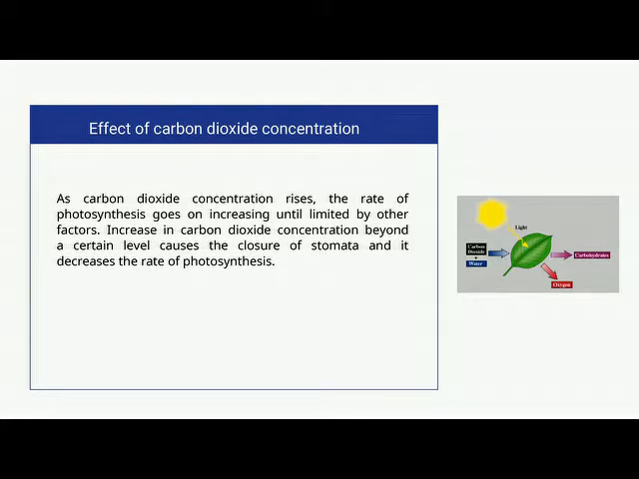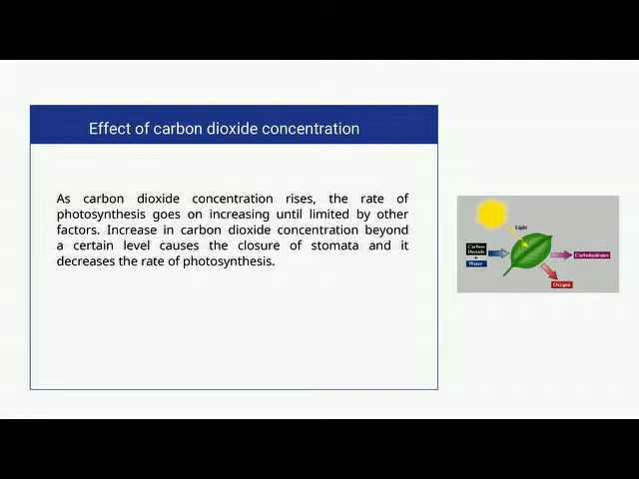Effect of carbon dioxide concentration. As carbon dioxide concentration rises, the rate of photosynthesis goes on increasing until limited by another factor. As you know, there is about 4% carbon dioxide present in the atmosphere. So there is free availability of carbon dioxide in the atmosphere, but this carbon dioxide cannot increase the rate of photosynthesis too much because it is limited by other factors like water, light intensity and temperature.